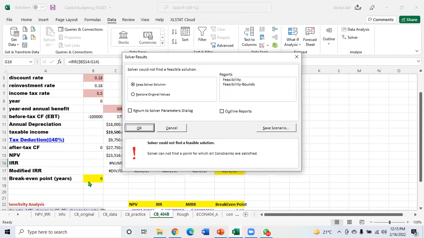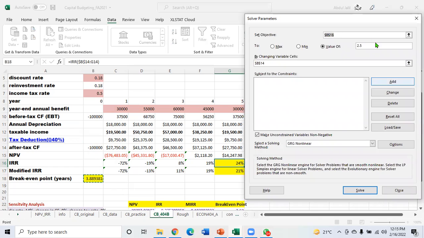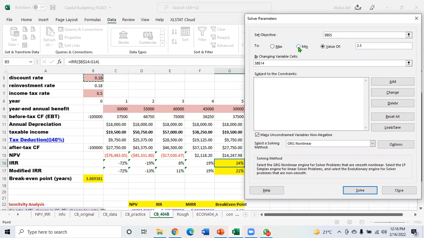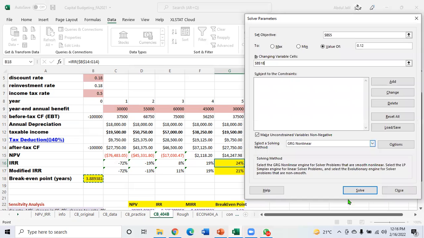Again, all constraints are not satisfied. I think there is some problem, because previously it was working for the same kind of values in another sheet. So I don't know what happens. Let's suppose we pick this. This is the target. What should be the discount rate? And we are going to find out the minimum discount rate. Or let's suppose if the discount rate becomes 12%, 0.12, and then we are going to apply this change, how much time it will take to get break even, and then we are going to apply this one.